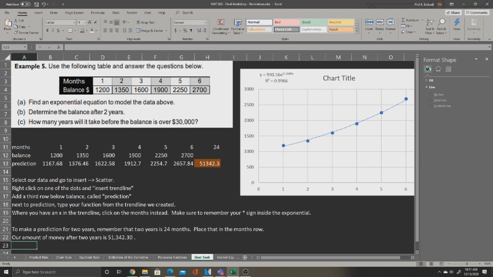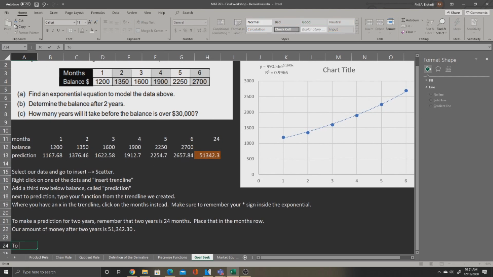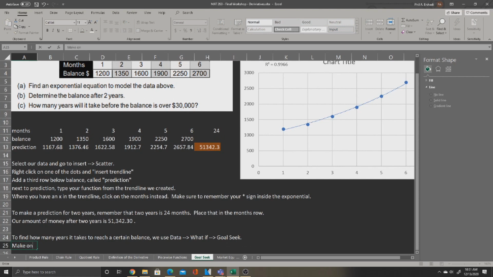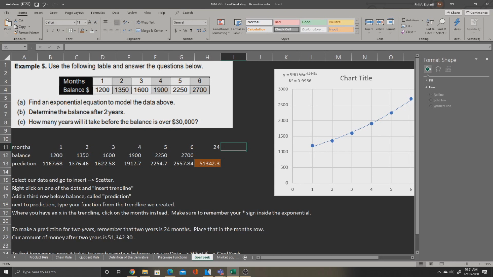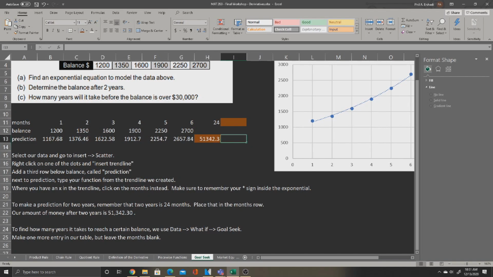Now for part C, this is a little different because they're asking how many years will it take. To find how many years it takes to reach a certain balance, we use a function in Excel underneath Data, What If, Goal Seek. We're going to make one more entry in our table, but leave the months blank. Make room for it. I'm going to leave the months blank, but I am going to paint that to show that it is unknown right now. We come down here, and copy the formula over one time.